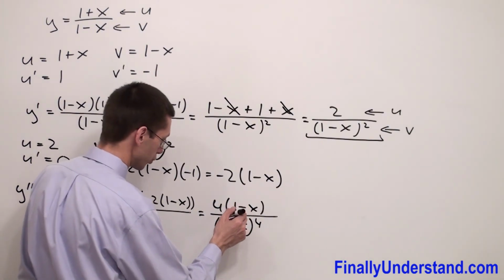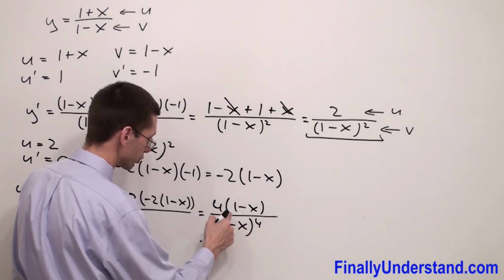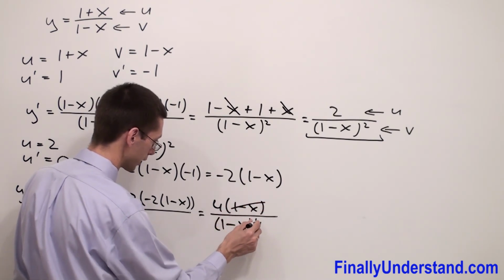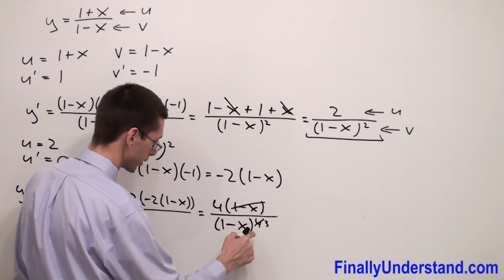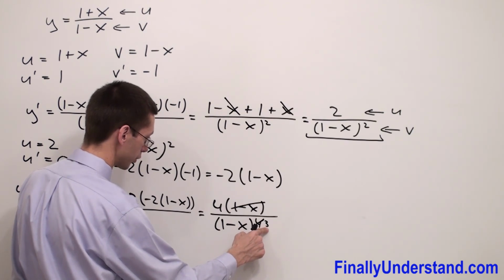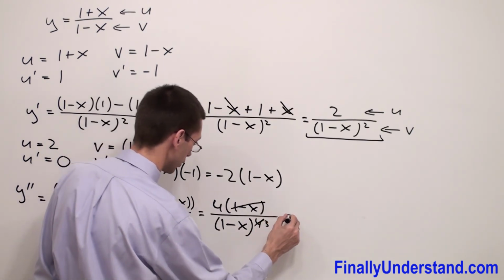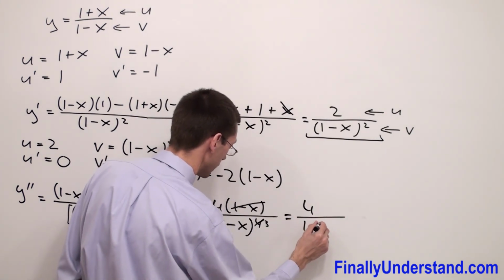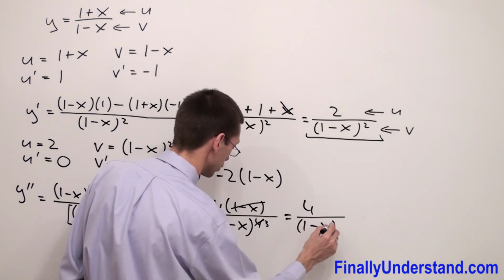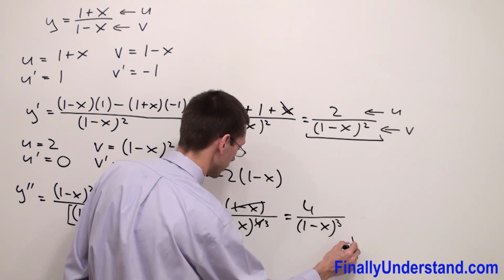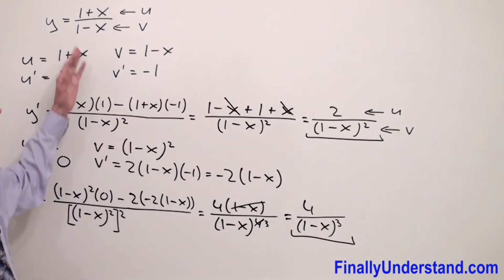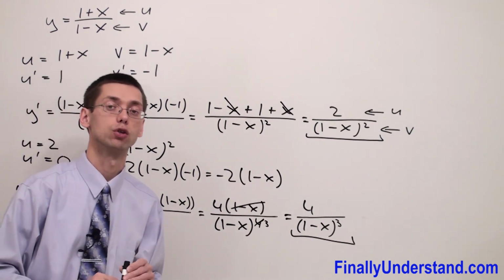Now we're supposed to realize that we can reduce the numerator and denominator, so I'm going to cancel out 1 minus x, and this is going to be cubed. So I'm going to have 4 over 1 minus x to the third power. And this is the second derivative of the given function, which is basically the solution to this problem.